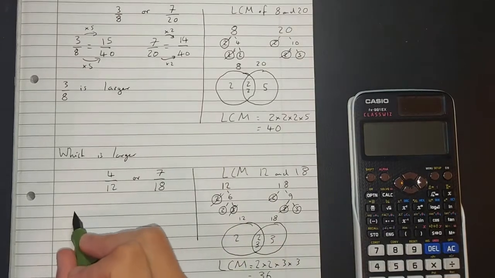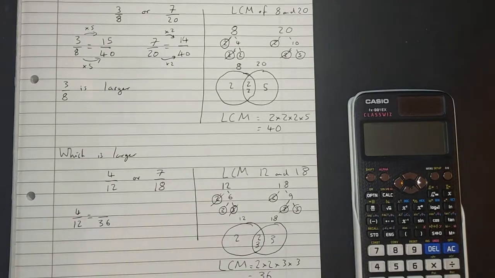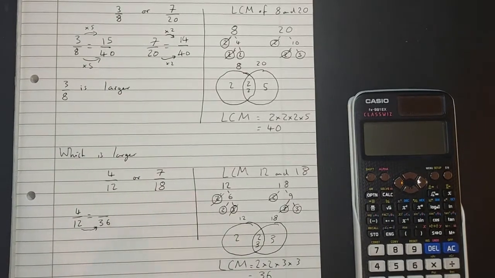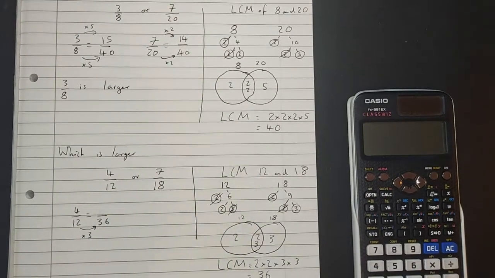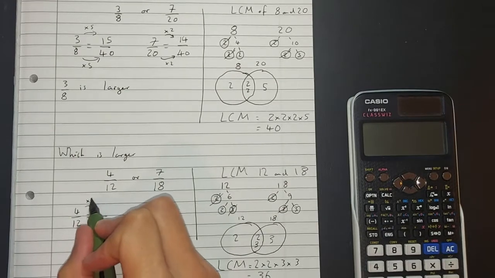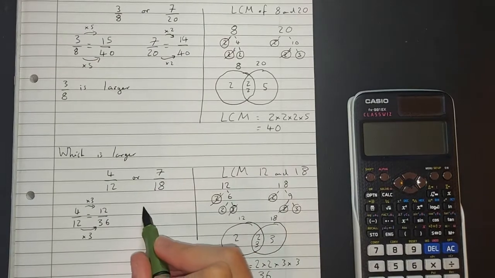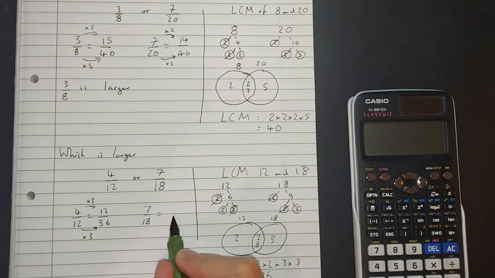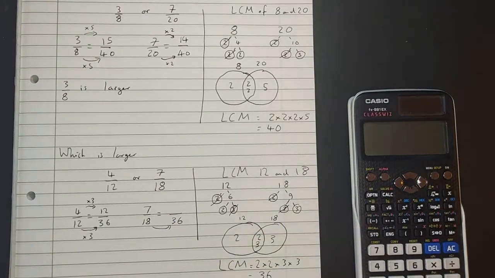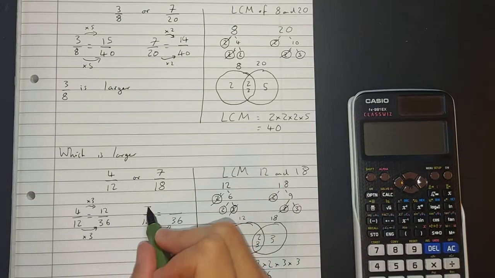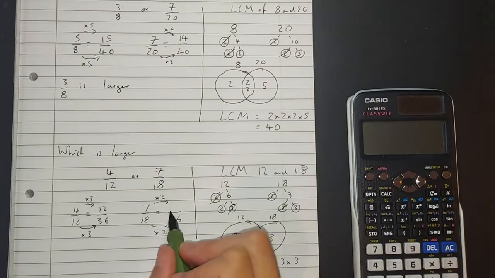Okay, so we've got 4 over 12. And we want to make it something over 36. What are we timesing by here? 12 times 3 gives us 36. We've got to do the same here. 4 times 3 gives us 12. And then 7 over 18 equal to something over 36. What do we do to the 18 to get to 36? Well, we times it by 2. And then what do we do to the 7? We times that by 2 as well. Same to the top as we do to the bottom, so that's 14.